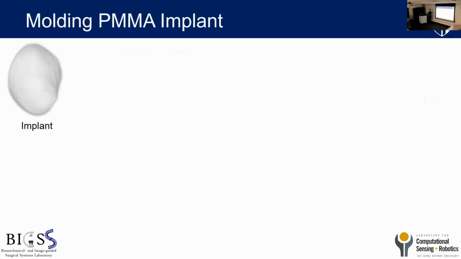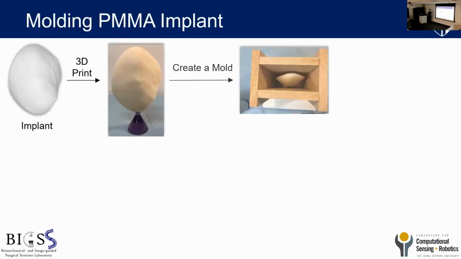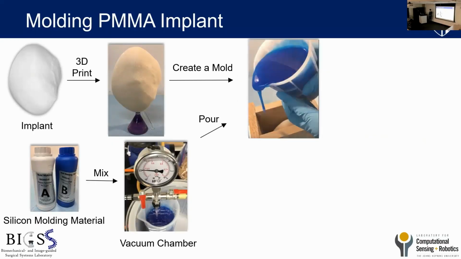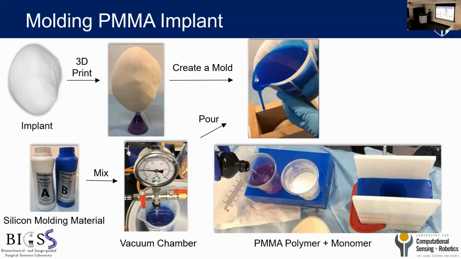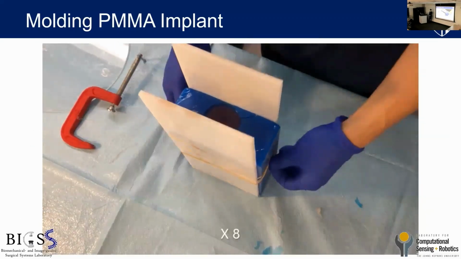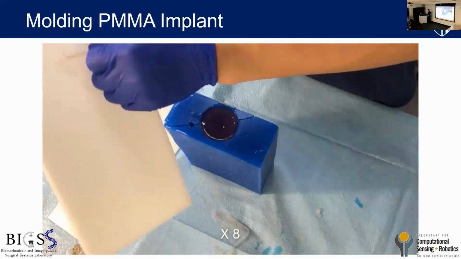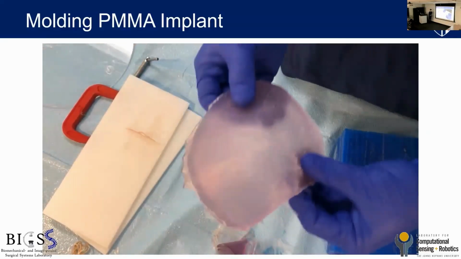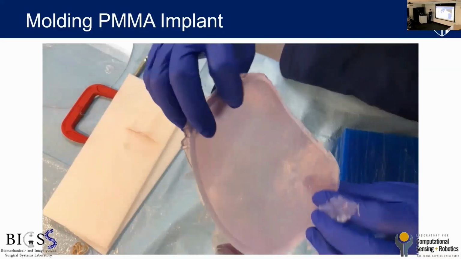And to cut the implant, I have to make PMMA implants. I cannot just cut 3D printed implants. To create a PMMA implant, I started with a 3D printed implant, and I created a mold based on that implant using silicone molding materials. And then I mixed PMMA polymers and monomers to cast into the mold and put it in a pressure pot. And after the material cured, I took it out and I got the exact same copy of the original implant, but made of PMMA material.